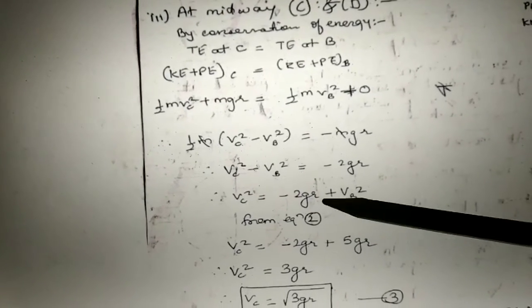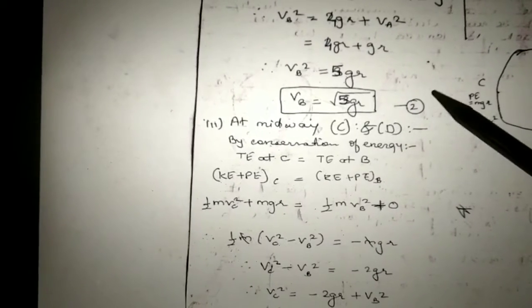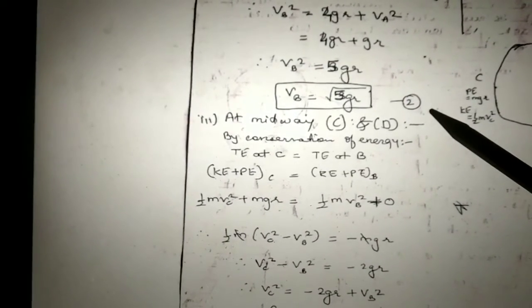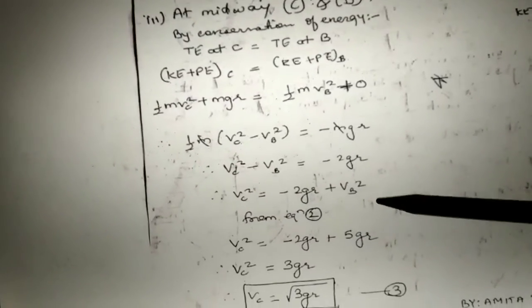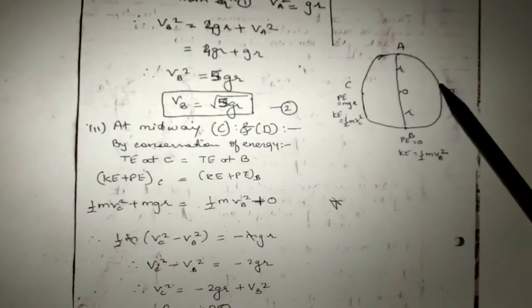So we want the value of vc square. That is minus 2gr plus this vb square. Now this is minus, so it comes to the other side and becomes positive. From equation number 2, the speed at the lowest position, vb is root of 5 rg. Here we want vb square, so it will be 5 rg. Just substitute that. So minus 2gr plus 5rg gives vc equal to root of 3rg, the final equation. This is the equation for velocity at the midway position, and the same will be over here.